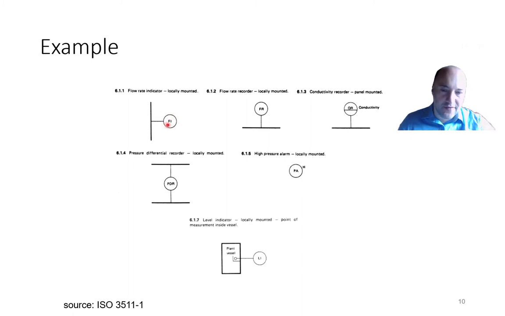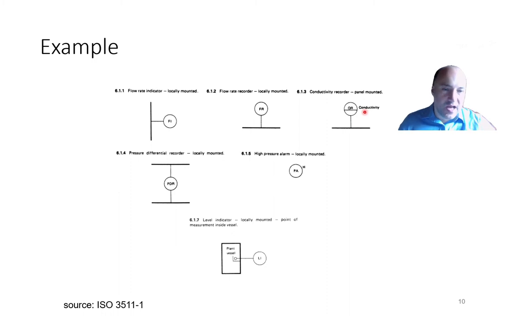So you can see, okay, FI. F, we know, stands for flow, and I stands for indicator. So it's locally mounted, and locally I show the value of my property, or the value of flow in this case. Here we can see a flow rate recorder. Again, it's a horizontal pipe in this case. This is the measuring spot. F stands for flow, and R is the recorder, so we log the data locally.